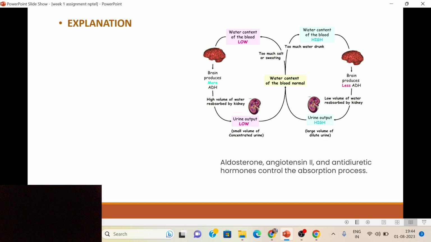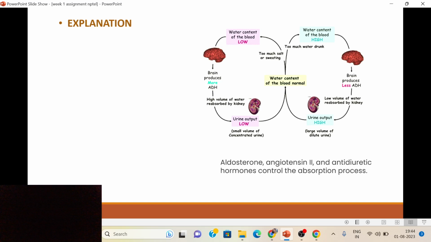So if the water content or the salt content in our body has become high, then the brain produces less ADH, that is antidiuretic hormone, and a low volume of water is reabsorbed in our kidney. Kidneys are the main organs regulating salt and water balance in our body. So the urine output will be high if the water content of the blood is high, and a larger volume of diluted urine will come out.